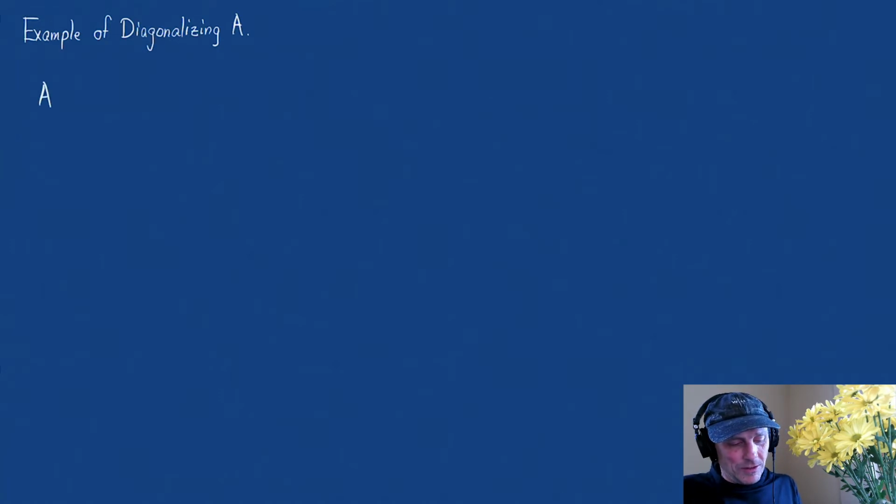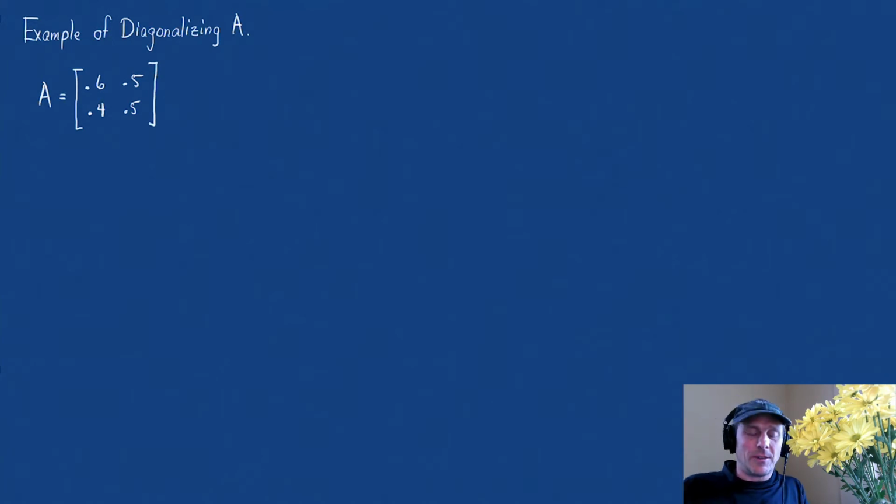So let's use this example. Let's say that A is the matrix 0.6, 0.4, 0.5, 0.5. This is actually a special kind of matrix. It's called a Markov matrix, and it has the unique property that each column sums to 1. Those often represent probabilities of some kind of event.